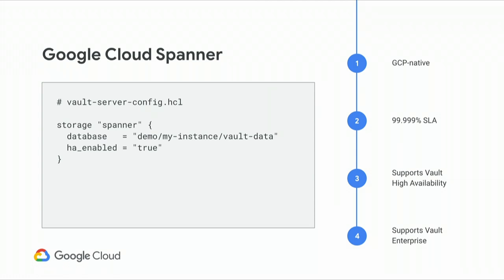Google carries the pager. And the slides that I'm showing you here are exactly how easy it is to add this configuration to your Vault server config. It's just 3 or 4 lines of configuration. And the IAM authentication, and now you're using a Google Cloud supported storage backend.